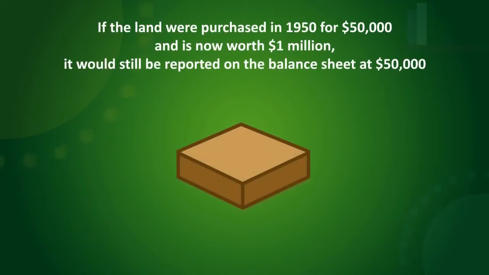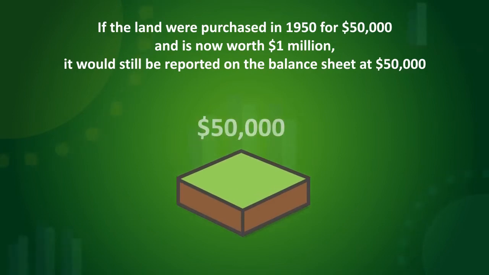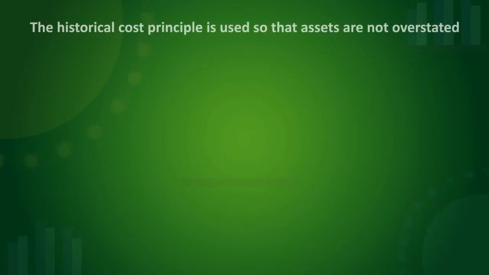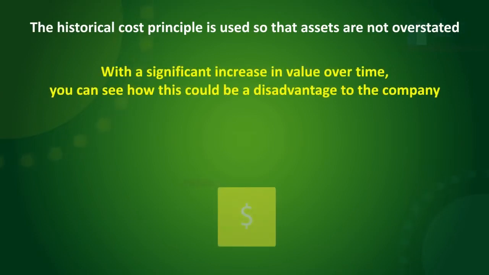If land was purchased in 1950 for $50,000 and is now worth $1 million, it would still be reported on the balance sheet at $50,000. The reason the historical cost principle is used is so that assets are not overstated, but with a significant increase in value over time, you can see how this could be a disadvantage to the company.